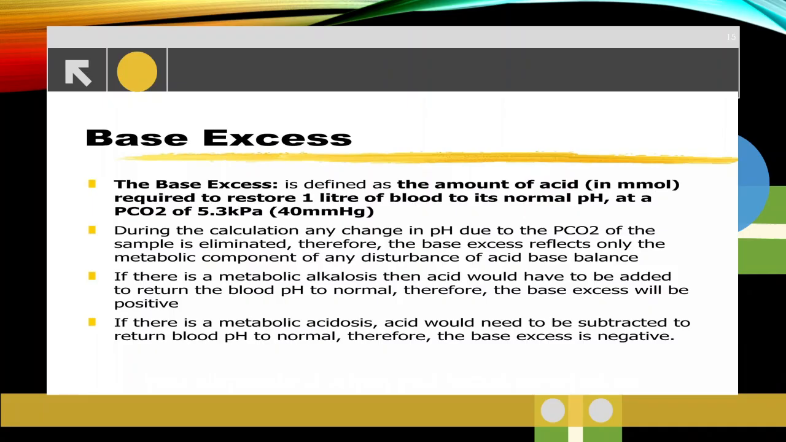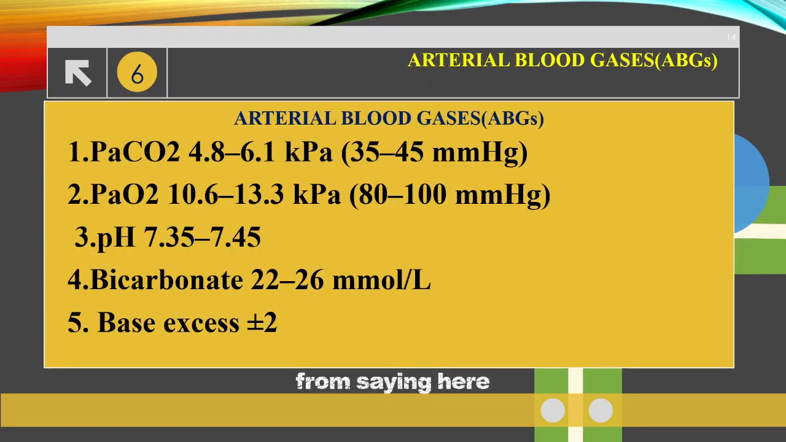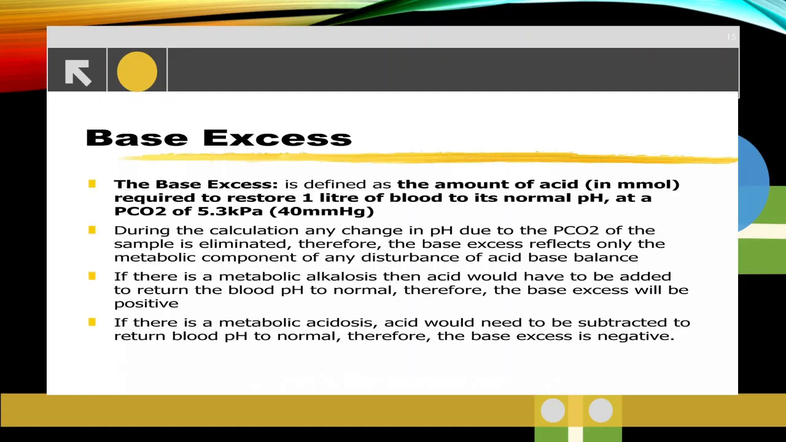In other words, what I mean is this: base excess just talks about whether the problem is a metabolic alkalosis or metabolic acidosis. Remember, I was saying here that the normal base excess is plus or minus 2, meaning it can be plus 2, plus 1, 0, -1, -2. That's the normal range. If it's above positive 2 or below -2, it indicates something.